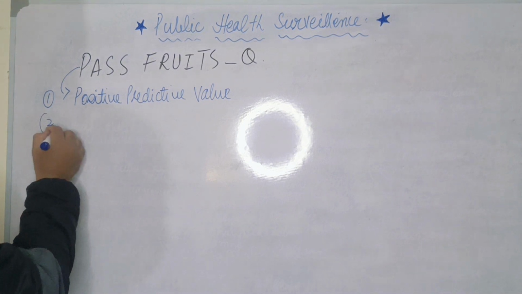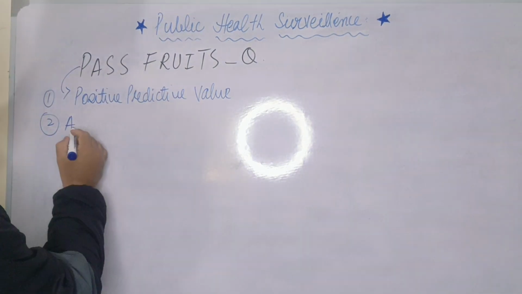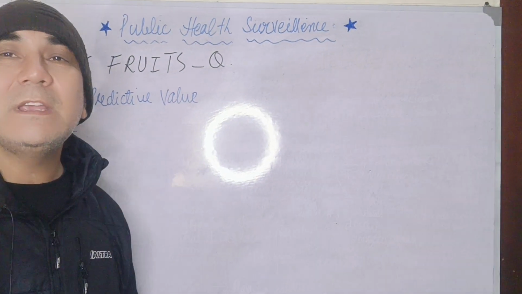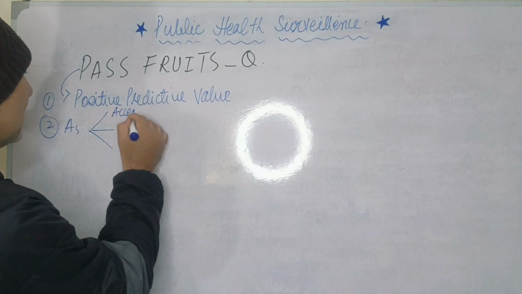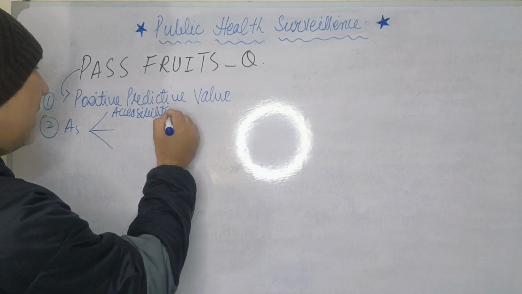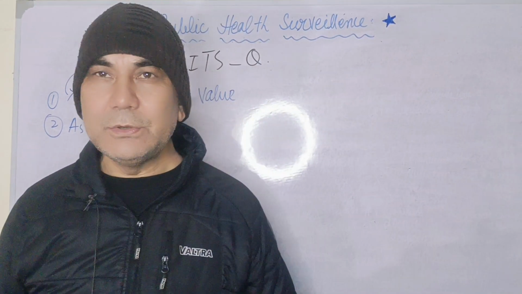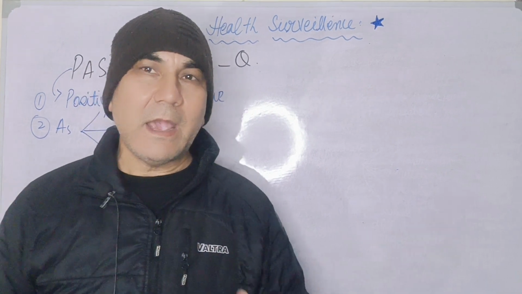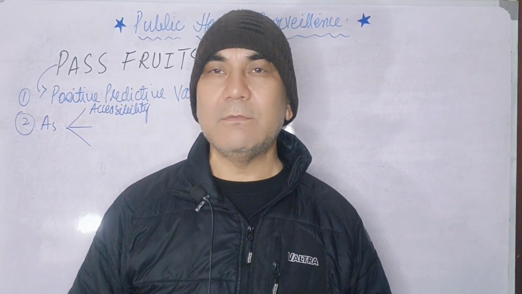The second one is A. A is for the 3 A's. It should be the characteristic of any surveillance system. The first one is that it should be accessible. Accessibility should be a feature of any surveillance system. Every individual in the population in the geographic area can access the surveillance system very easily, with an easy approach.